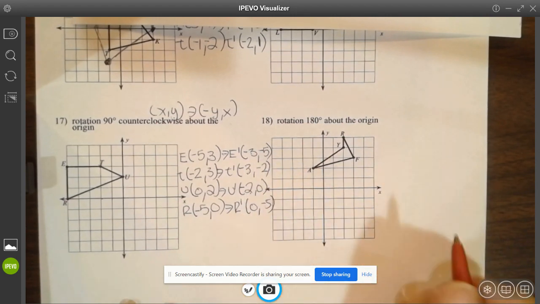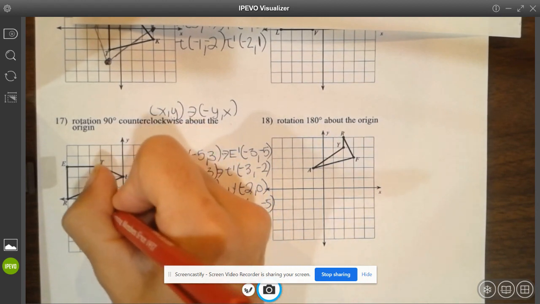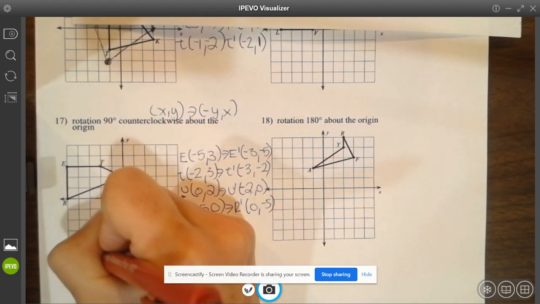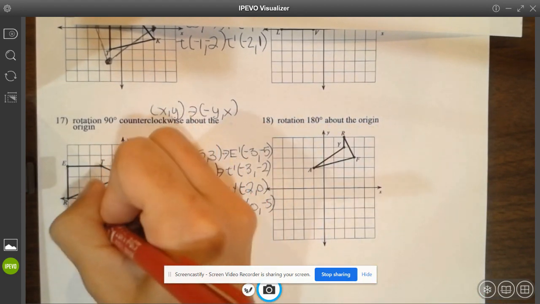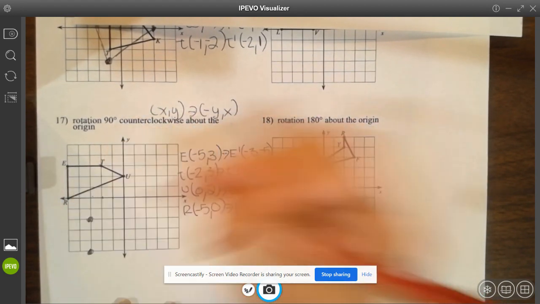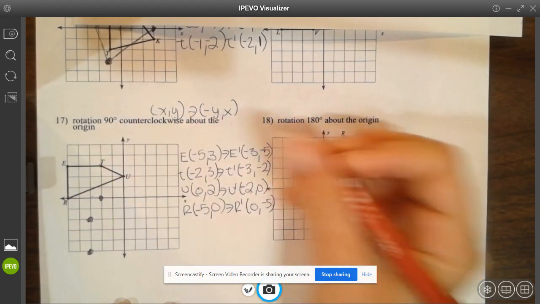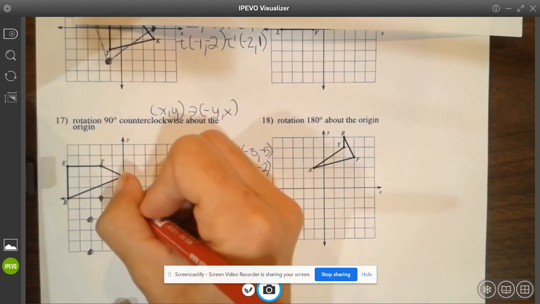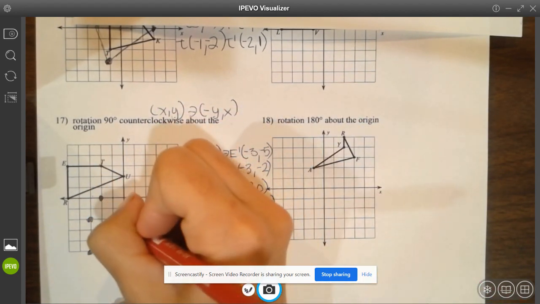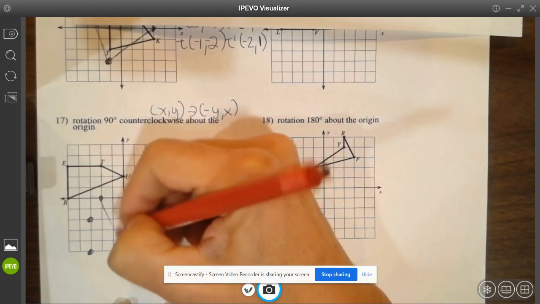All right, let's look for this point. So negative 3, negative 5. Negative 3, 1, 2, 3. Negative 5 is down here. Negative 3, negative 2, 1, 2, 3, 1, 2. That's here. Negative 2, 0. And then 0, negative 5. So 0 and then negative 5, 1, 2, 3, 4, 5. Here. And that is my figure.